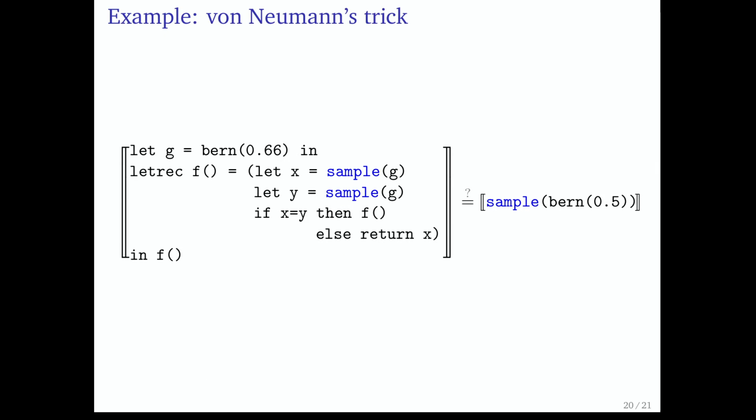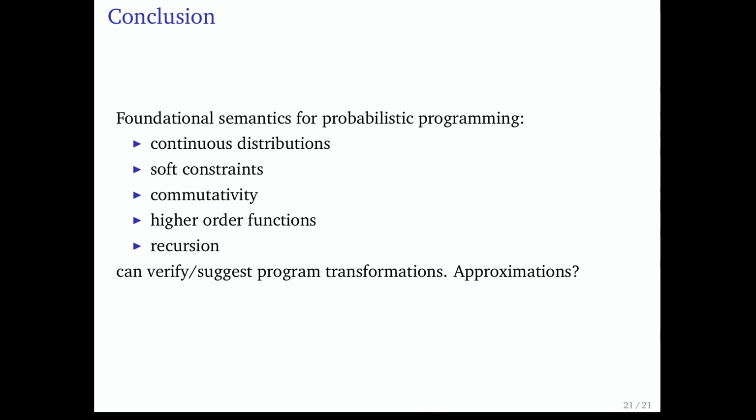Okay, so just to sum up, I've told you about foundational semantics for probabilistic programming. We had this idealized Anglican language, and I've developed a species of mathematical structures in which we can interpret faithfully pretty much all the structure you want from these probabilistic programs. We can have continuous distributions, we can have soft constraints. I didn't talk about commutativity. We could have higher order things, and we can have recursion all at the same time.